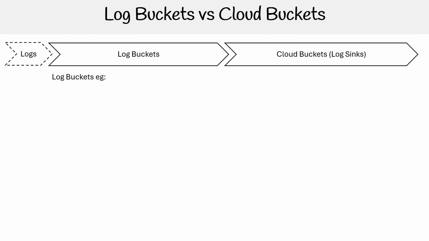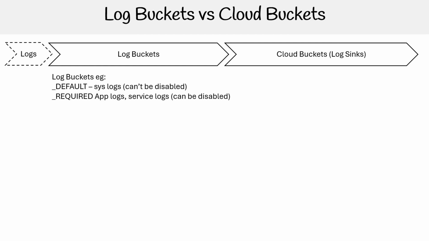So let's talk about log buckets. So log buckets in your account, you get two by default. You have one called default and required. One can't be disabled. The other one can be. Log buckets are part of the cloud logging service. So under there's something called storage, and that's where log buckets will reside. The thing is that the logs that you see in your account are always going to a log bucket, right?